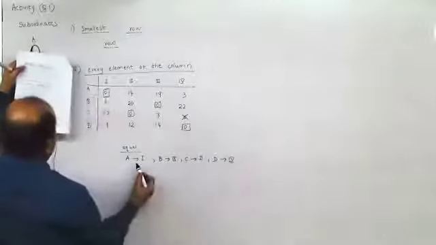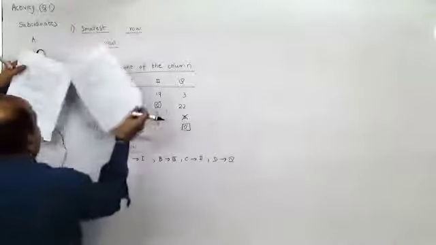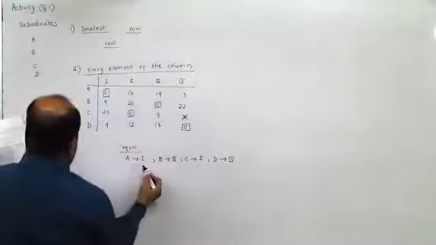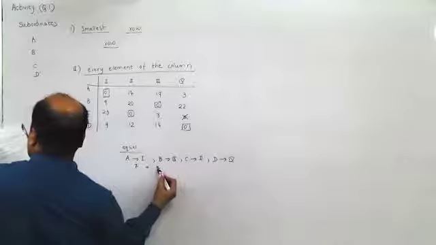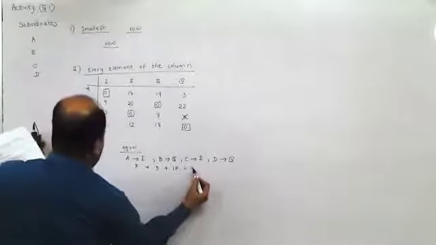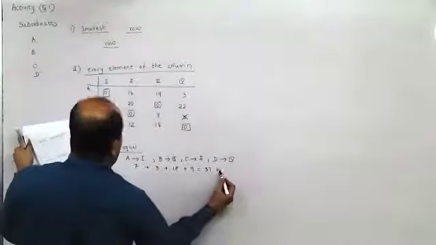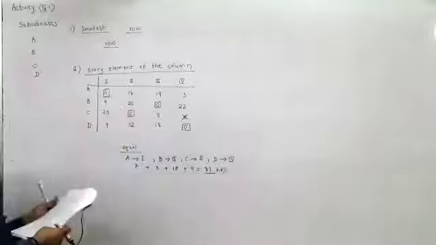So A and 1 would be how many hours? A and 1 would be 7 hours plus B and 3 would be 3 hours plus C and 2 would be 18 hours. D and 4 would be 9. 7, 3, 10, 18, 28 and 9, 37 hours. That is the minimum time required. Is it correct?